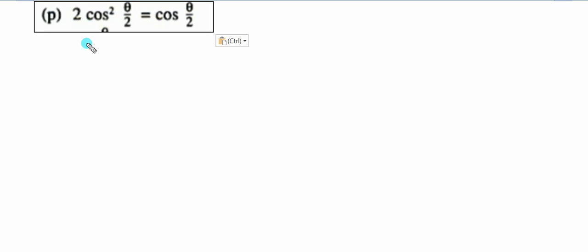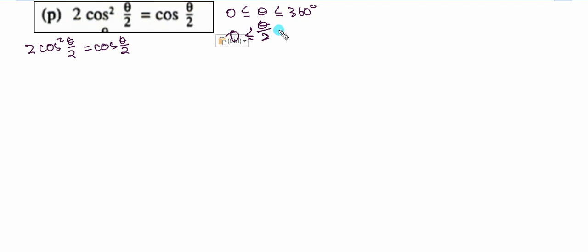Now, how to solve this? Another type of question. Now, 2 cosine square theta over 2 equal to cosine theta over 2. First of all, theta is from 0 to 360. Now, theta over 2 is still 0, but over here becomes 180.